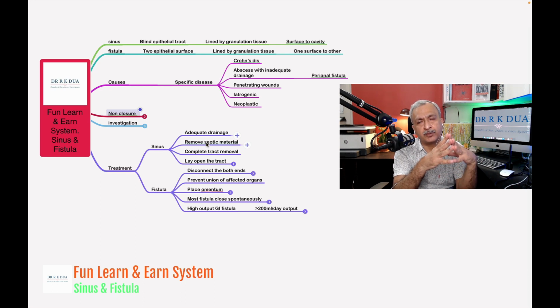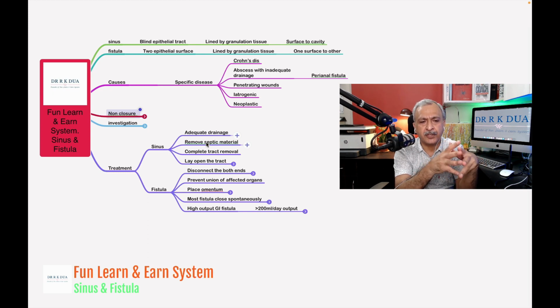And when it is not possible to completely excise, we lay open the tract. Suppose this is a tract, we lay open the tract like this and scrape the whole of the granulation tissue till healthy tissue is there and it is actively bleeding. And we pack the cavity with antiseptic solution like betadine after cleaning with hydrogen peroxide, and let the wound heal by secondary intention. In this case, the wound will heal from below upwards, and then it will close by epithelialization of the tissue.